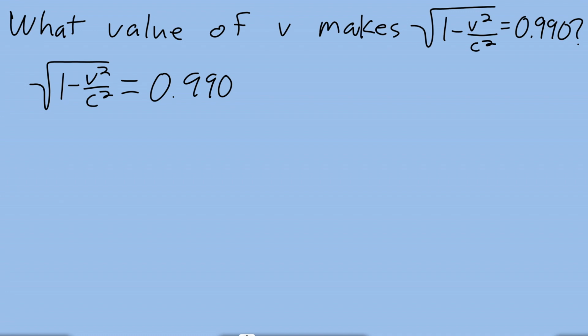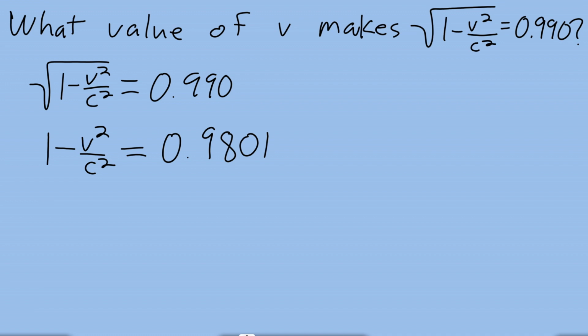So the first thing you want to do is square both sides. When you square both sides, that's going to kill the square root on the left side. You'll have 1 minus v squared over c squared. And ask your calculator on the right side, if you square 0.990, what you end up with is 0.9801.